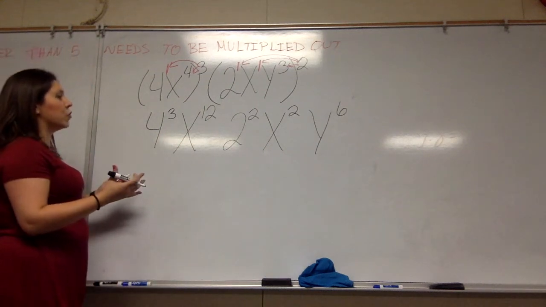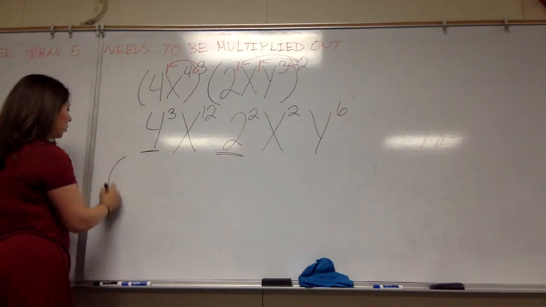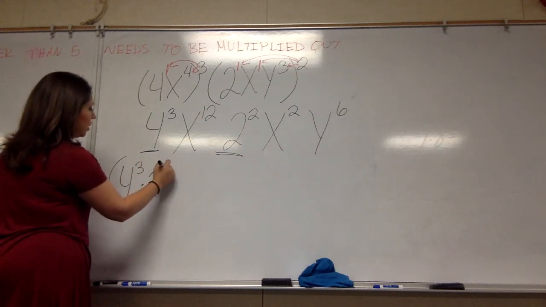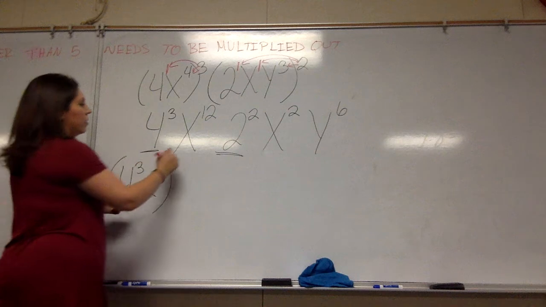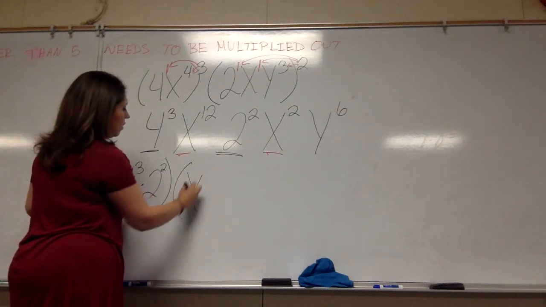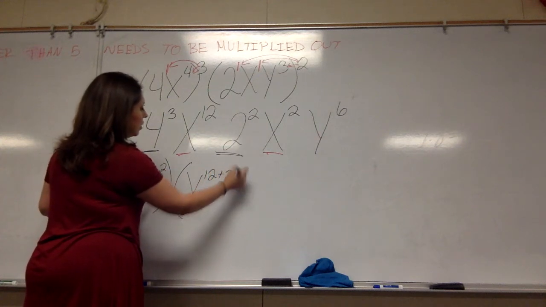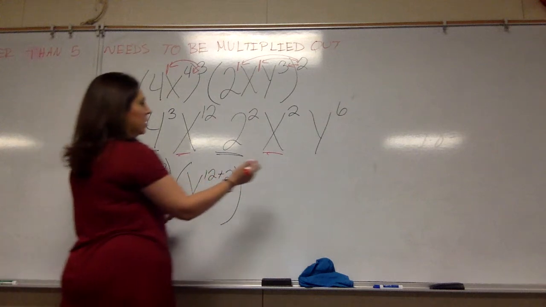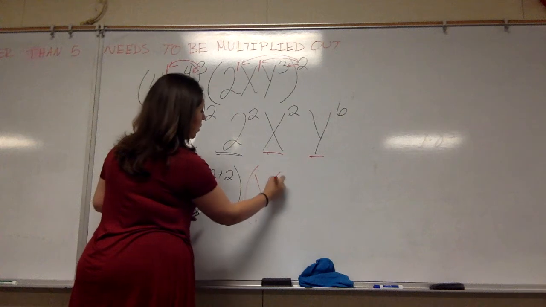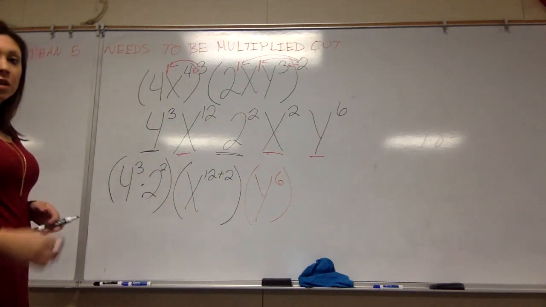So I look for my numbers. So I have a 4 and I have a 2. We're going to group those guys together. So 4 to the 3rd times 2 squared. I have an x and an x, so I'm going to group those together. I have x 12, and we're going to add those exponents. And then lastly, I have this y. It's kind of hanging out. I'm just going to do it in a different color, just because I don't have a partner for that guy. Alright?